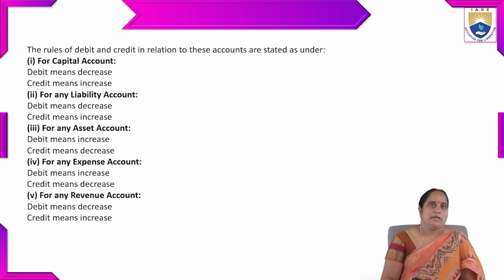For any liability account, debit means decrease, credit means increase. Whereas for any asset account, debit means increase, credit means decrease. For any expense account, debit means increase, credit means decrease. For any revenue account, debit means decrease, credit means increase.